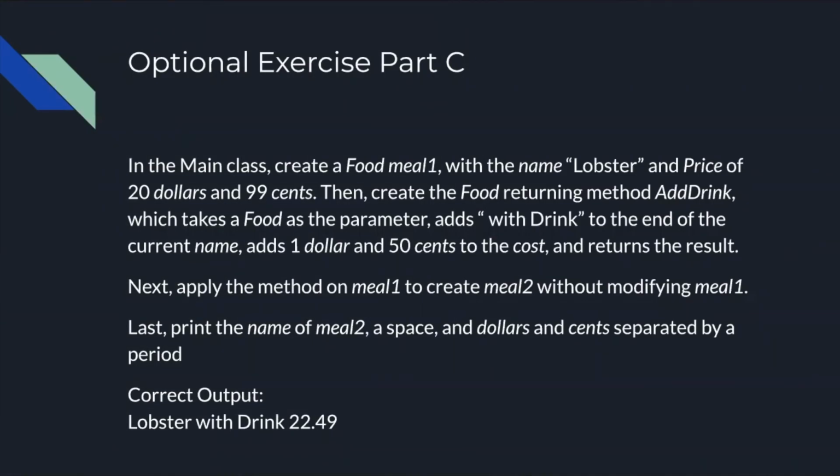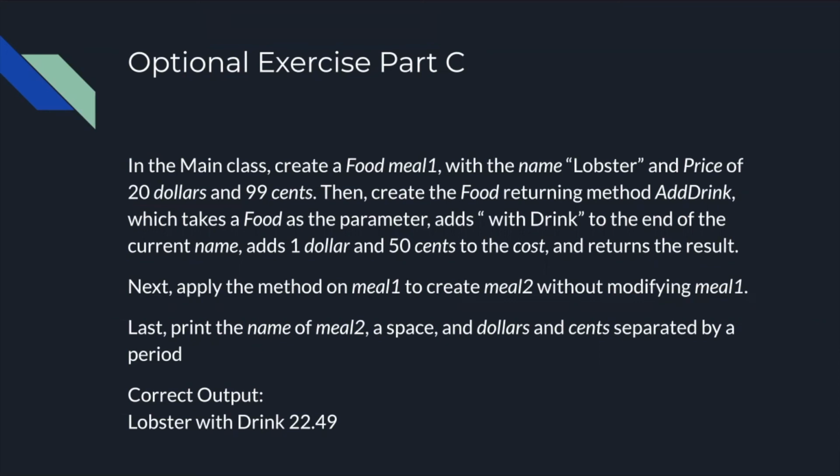Here's the final part of the optional exercise. In the main class, create a food meal 1 with the name lobster and a price of $20.99. Then create the food returning method addDrink, which takes a food as the parameter, adds "with drink" to the end of the current name, adds $1.50 to the cost, and returns the result.